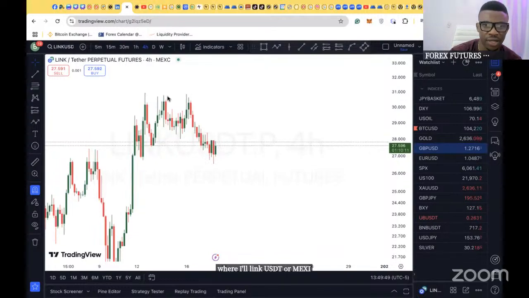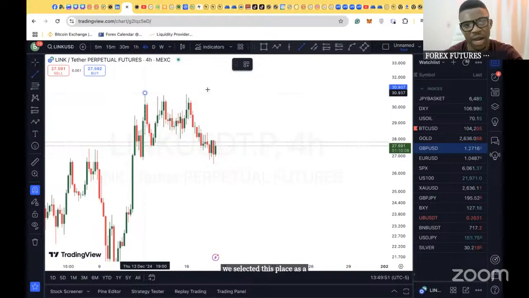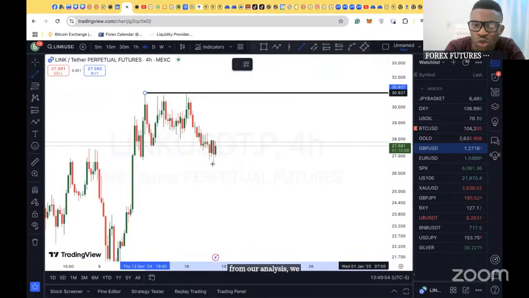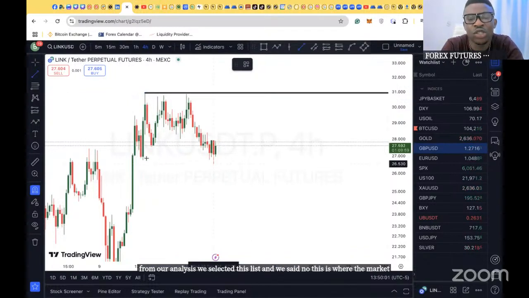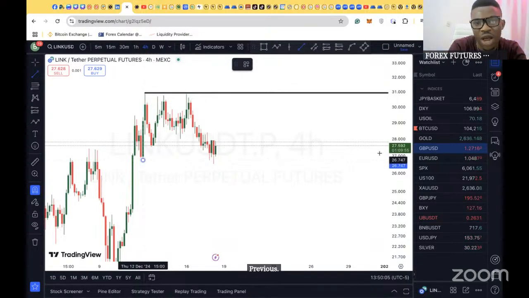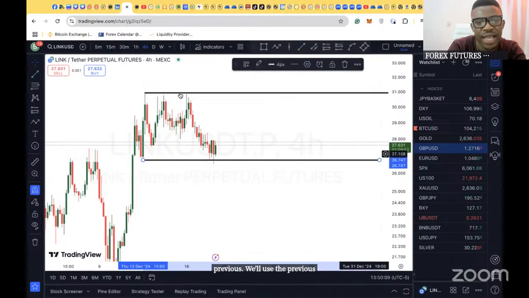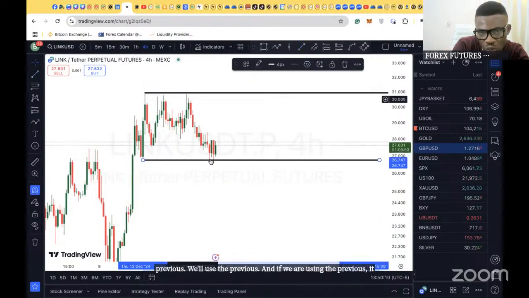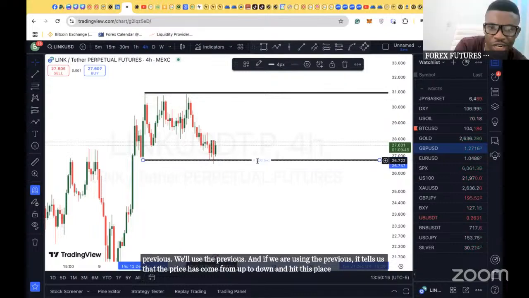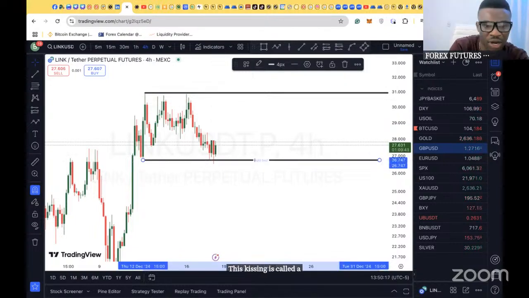And from our analysis, we selected this place as the highest point of the market. We mark it. We said, no, this is where the market is, so we will not use this place. This is too recent. So we'll go to the previous. If we are using the previous, it tells us that the price has come from up to down and kissed this place. This kissing is called a rejection.